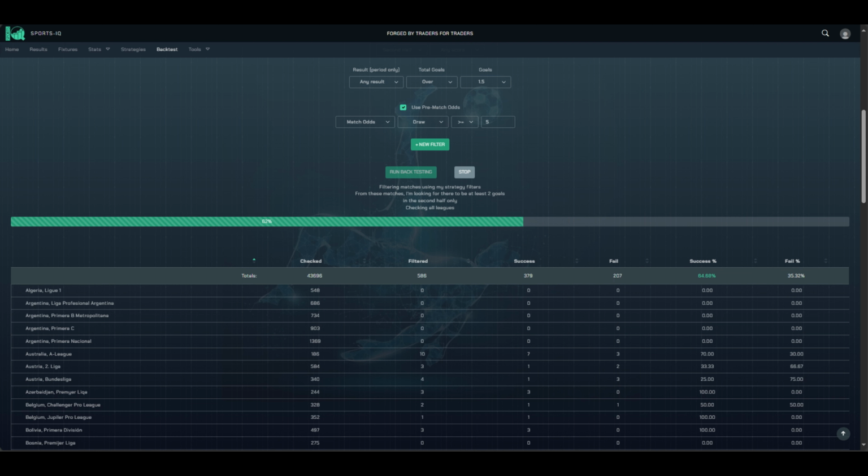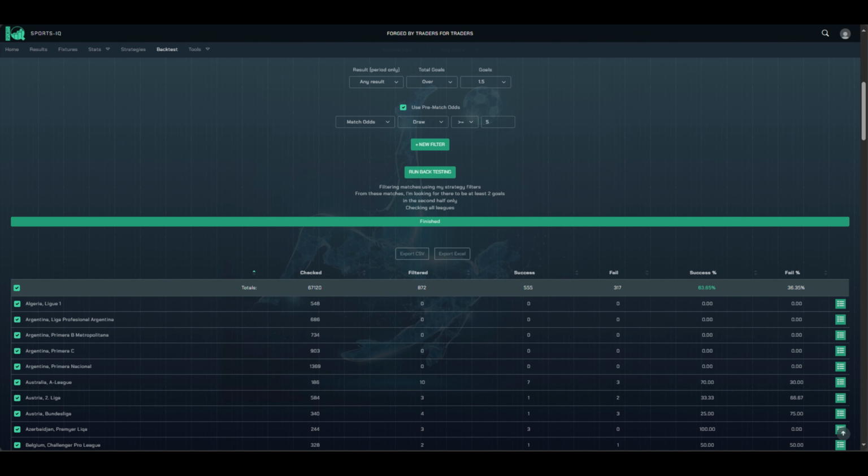These numbers demonstrate that this strategy has potential when the filters are applied correctly. However, execution and discipline remain critical to maximizing its effectiveness. Now let's talk about the odds. At a success rate of 63.65%, the break-even odds for this strategy are around 1.57.